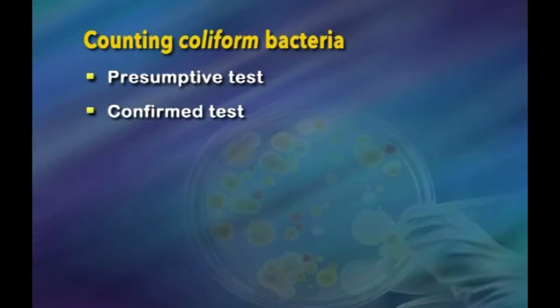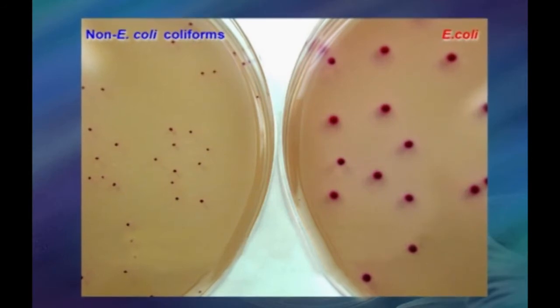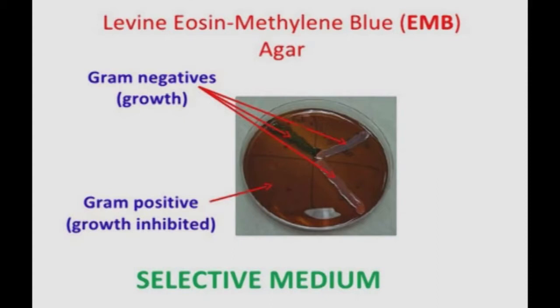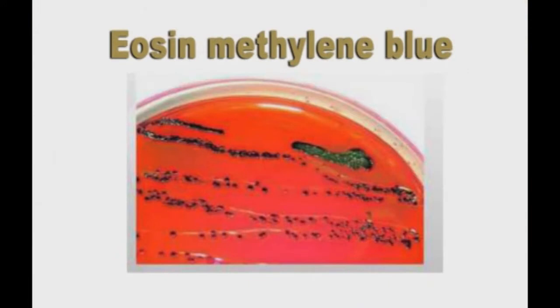And the second one is the confirmed test. Some non-coliform bacteria can yield a false positive in the presumptive test. Thus, all positive lactose broth cultures are subjected to the confirmed test. A loopful of each culture is streaked onto eosin methylene blue agar, that is EMB agar, and inoculated into brilliant green lactose bile broth.